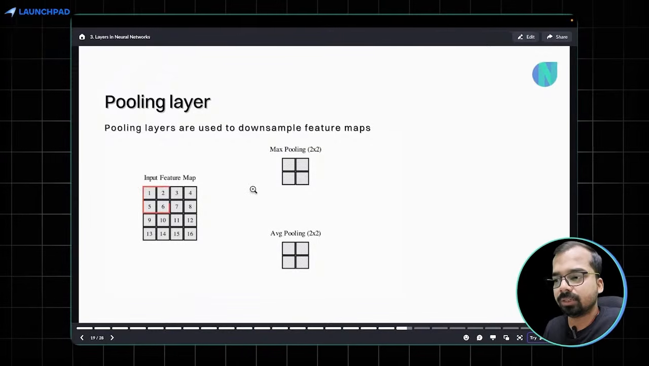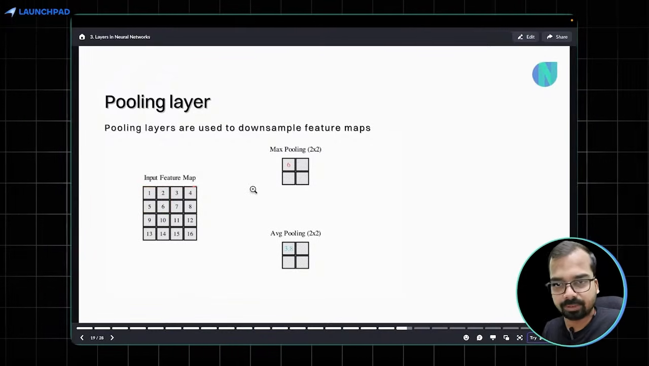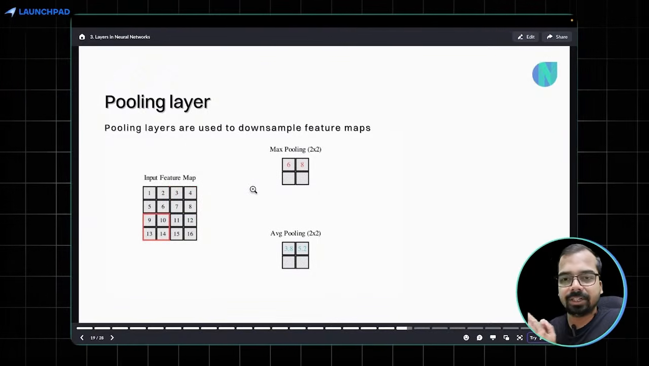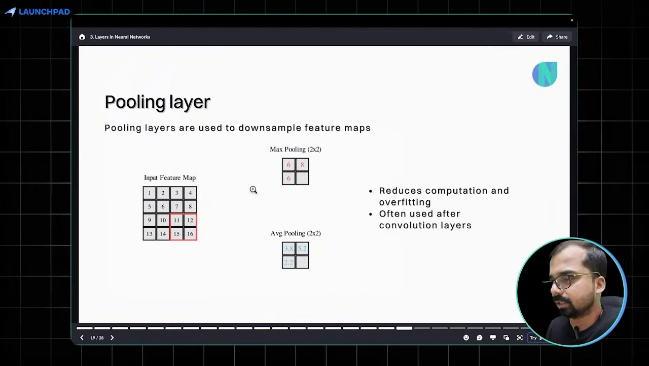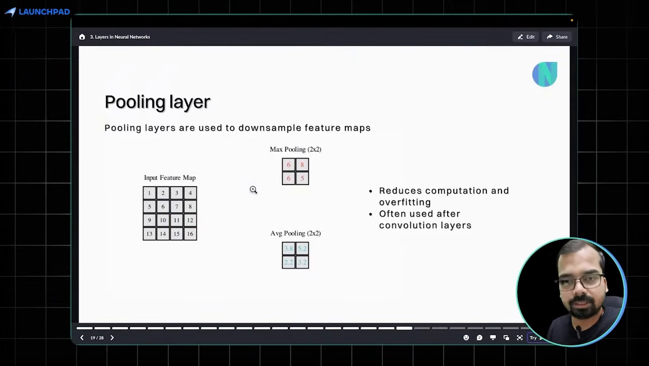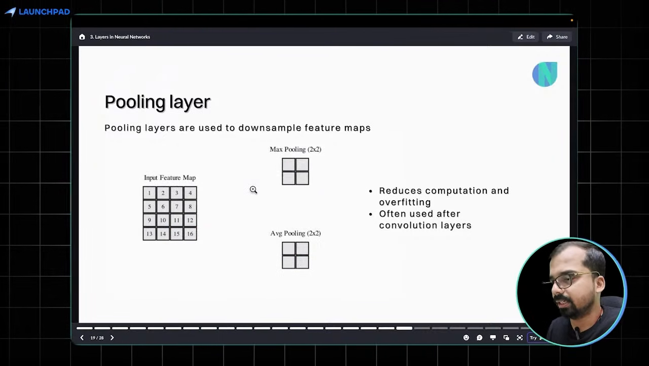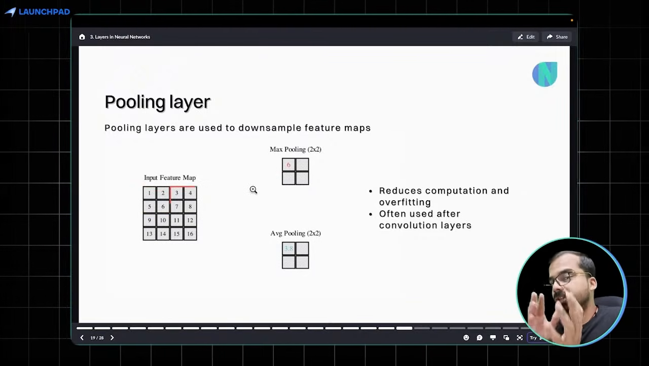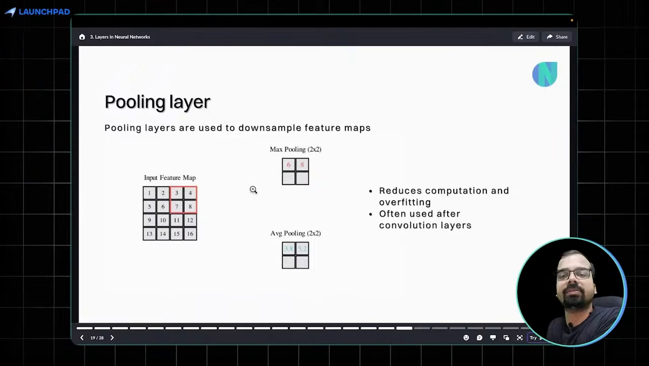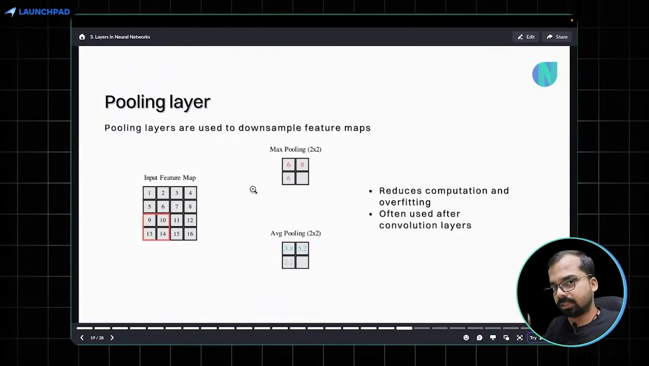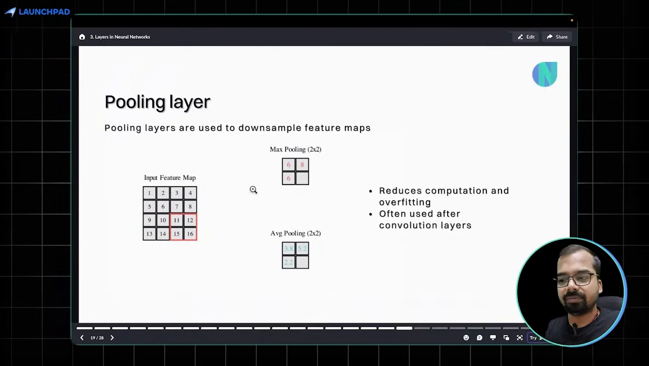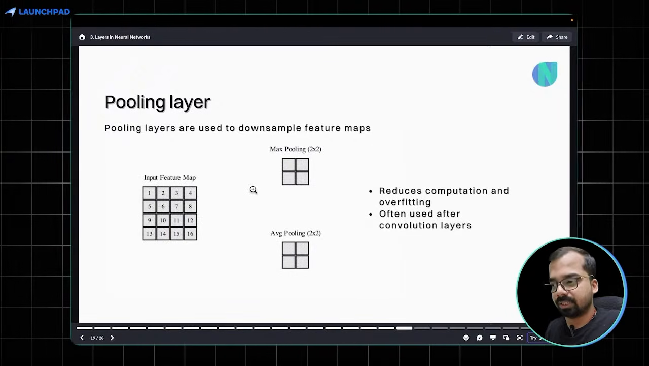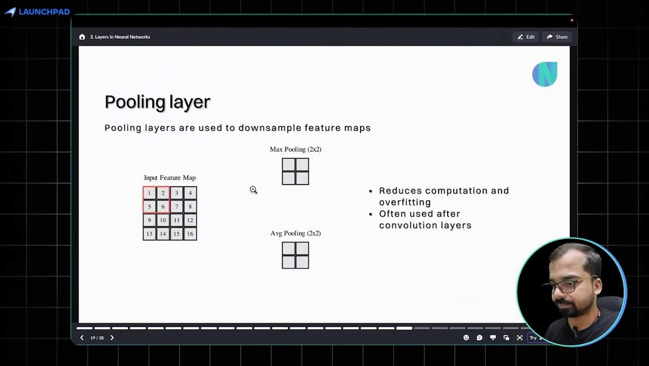So pooling layers are used to downsample the feature maps, so that the number of features gets reduced. It reduces computation, and it also helps in reducing overfitting, and it is often used after we have applied the convolutional layer. The convolutional layer was used to extract features from the image. Now, to focus only on important features, we can use max pooling or average pooling, so that our computation and overfitting get reduced.